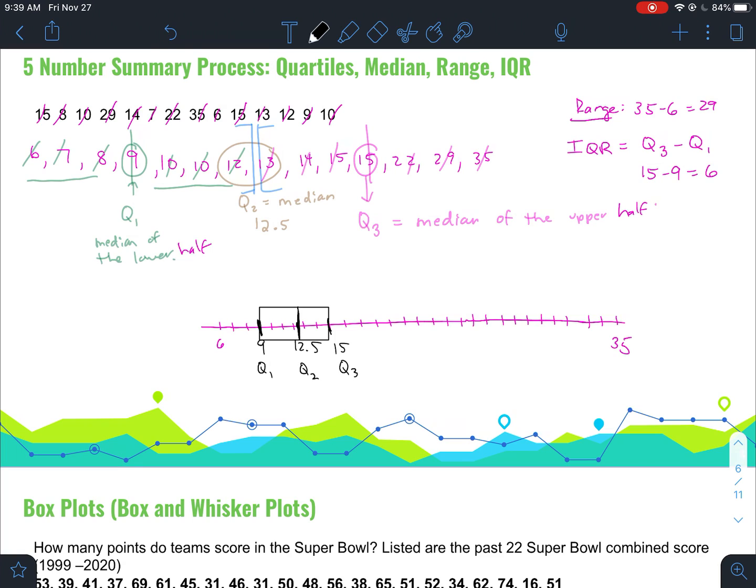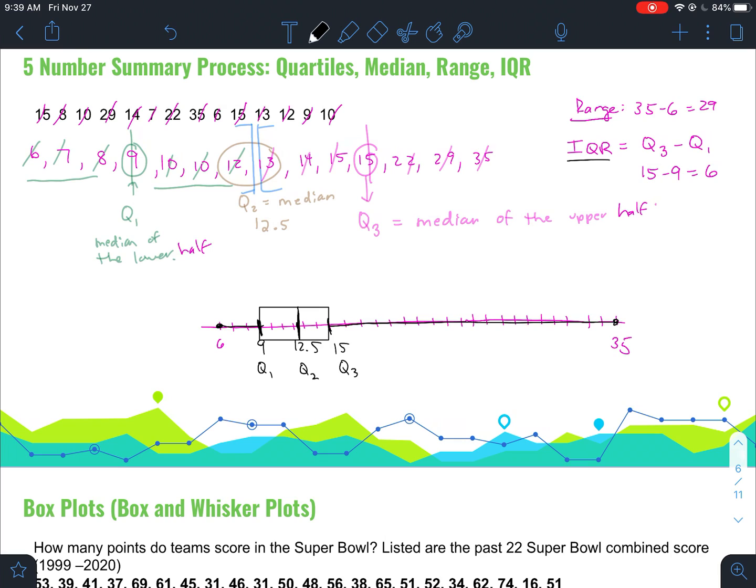Oops. And we put a line through the box. So notice you have a box, and then the numbers from the min to the max, you can put whiskers on it. So this is also called a box and whisker plot. So it kind of shows you the spread of the data. Now, if you want to know if a number is an outlier, we use the IQR.